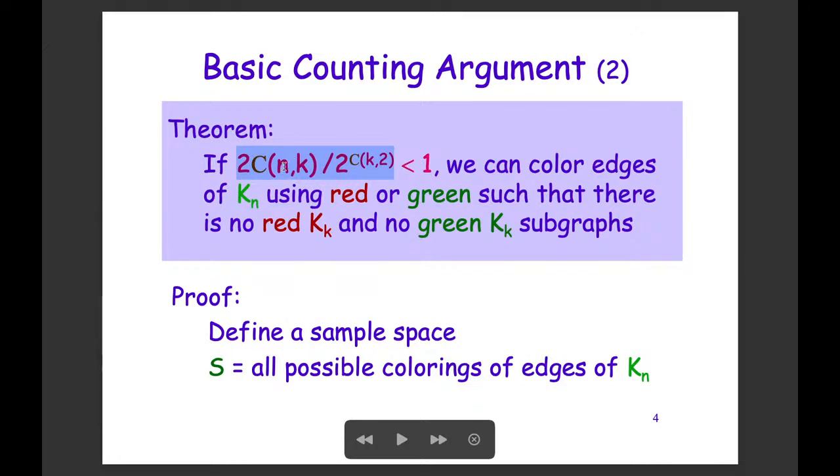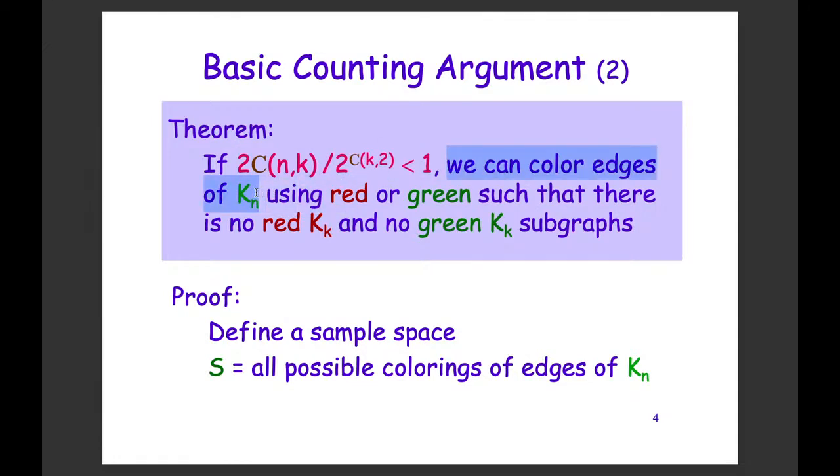If n is not that large, then it is possible, and we are going to show that we can color the edges of the complete graph with n vertices such that we avoid a red K_k and, at the same time, avoid a green K_k. So instead of showing that when n is large we cannot avoid them, here it says that when n is sufficiently small, we can really avoid a red K_k and a green K_k at the same time. So far, let me check if you are okay with the problem definition.